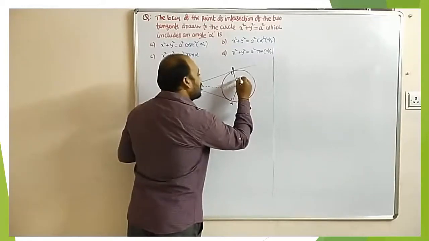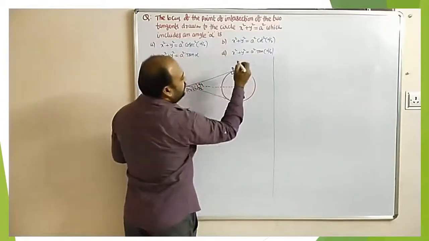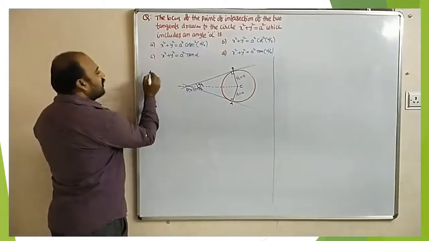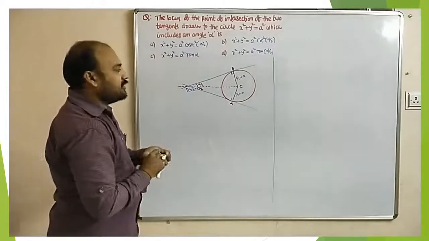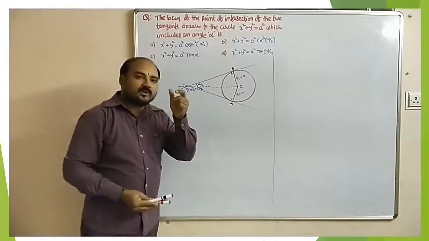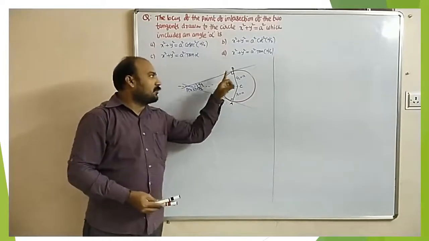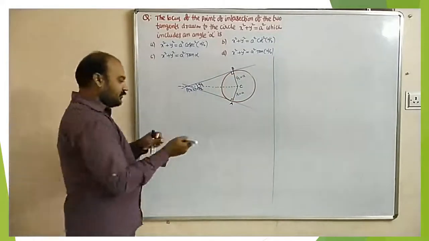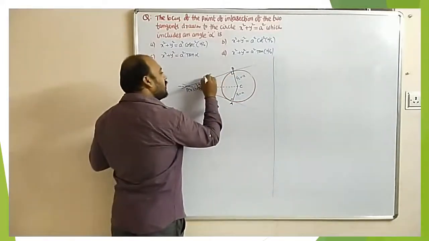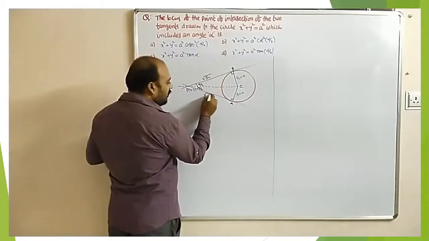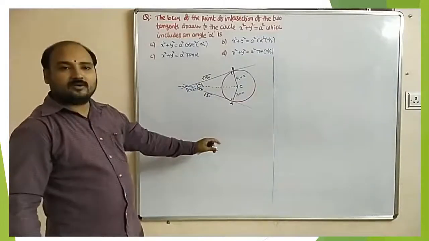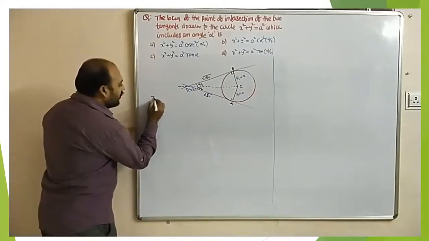CB is equal to the radius and CA is also the radius, and R is equal to a, according to the given circle x square plus y square equal to a square. Here PB and PA are equal to the length of tangents. The length from point P to the point of contact on the circle is called the length of the tangent.